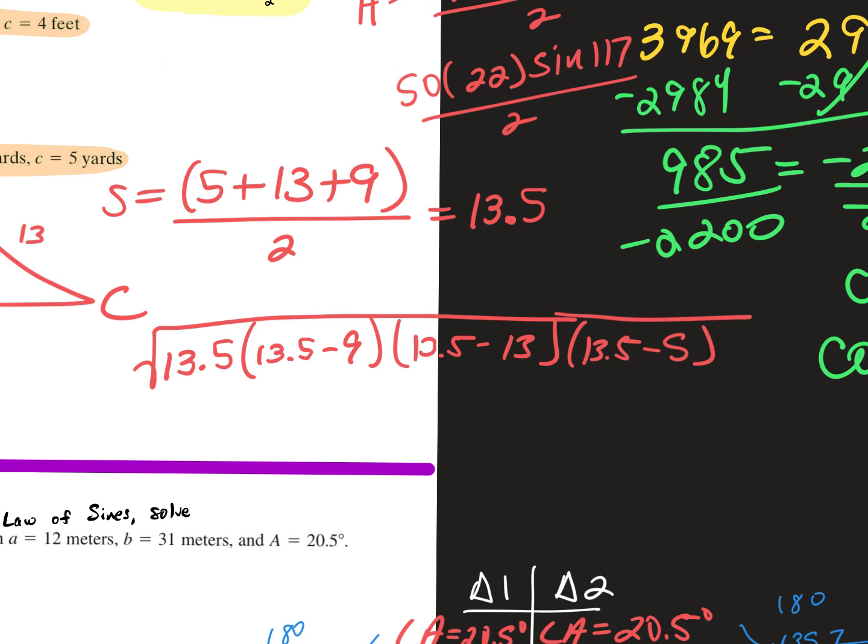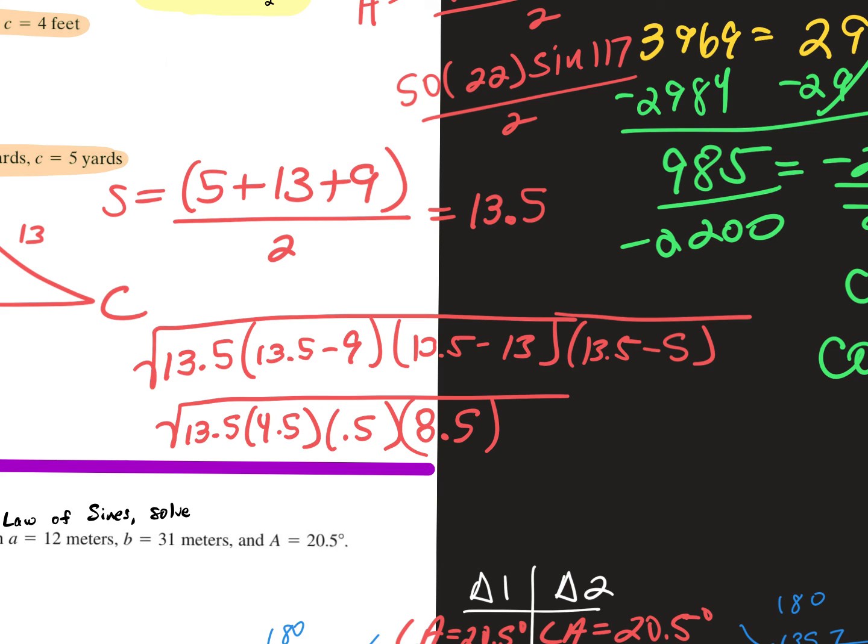Now at this point, I would not try and put all of this in your calculator. I would simplify, and I would keep 13.5 out in front, and then I would say, okay, what's 13.5 minus 9? I get 4.5. 13.5 minus 13 is just 0.5. 13.5 minus 5 gives me 8.5. All right, now let's do that in our calculator. What's 13.5 times 4.5 times 0.5 times 8.5?